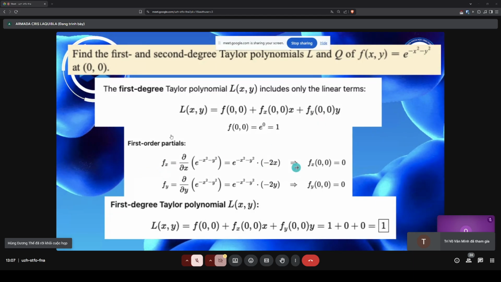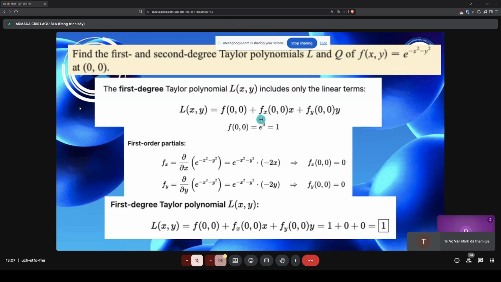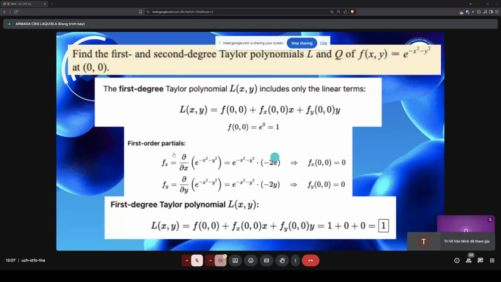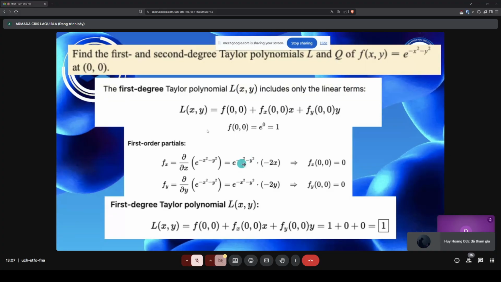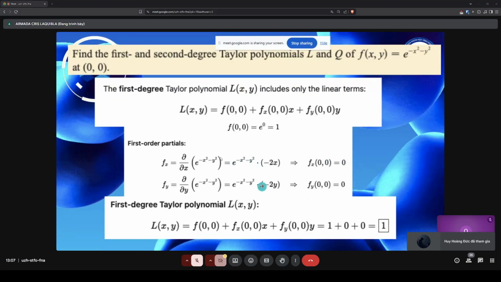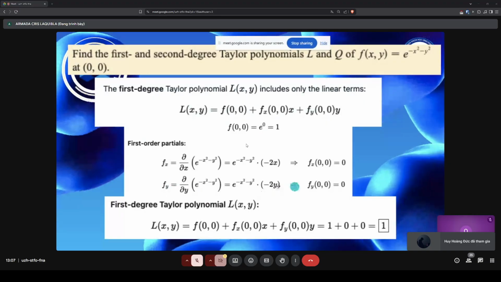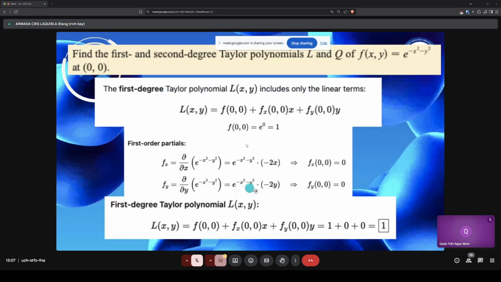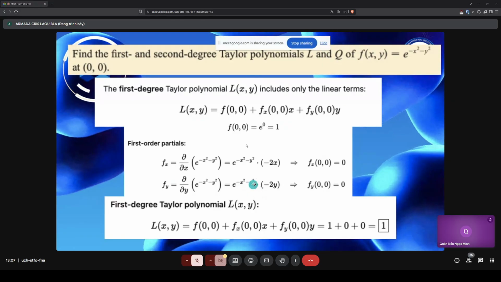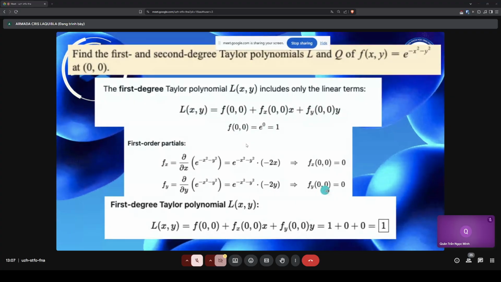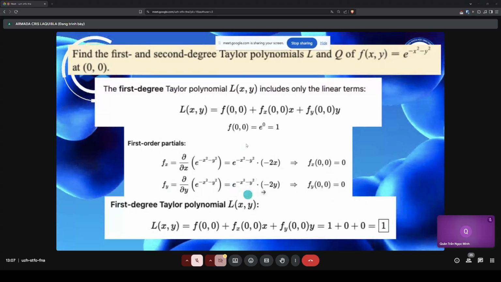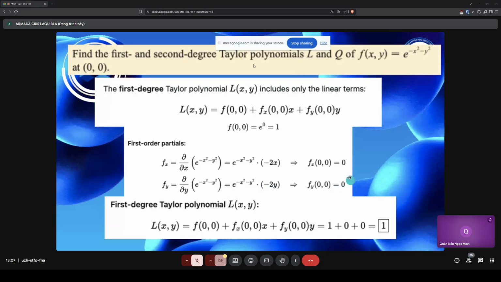Now you substitute (0, 0) here because we're going to solve f_x (0, 0). So there's a 0 in the x, so 0 times negative 2 times the whole thing here becomes 0. And then for your f_y, this is e to the negative x squared minus y squared times negative 2y. Now you substitute (0, 0) there, then the whole thing becomes 0 also.